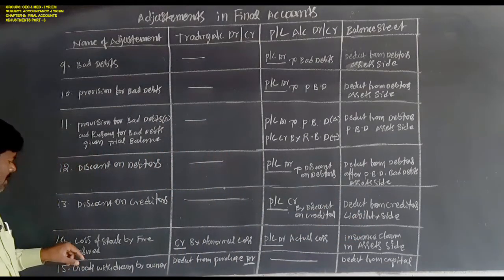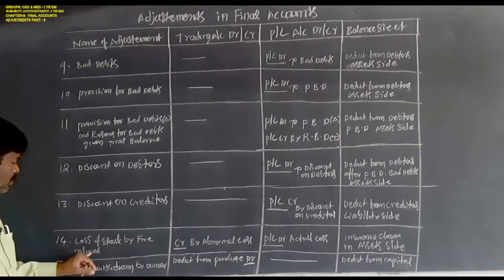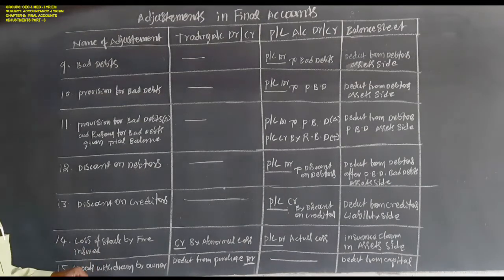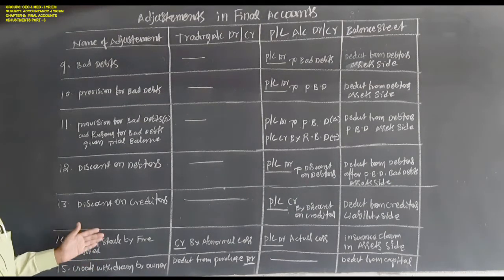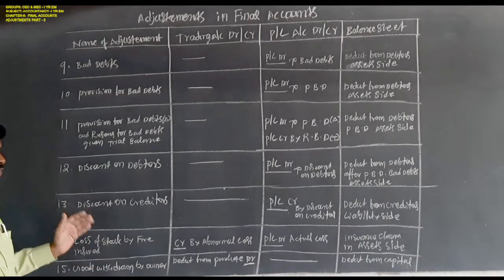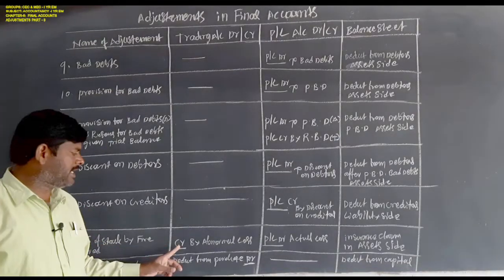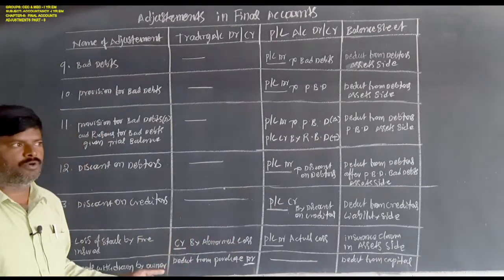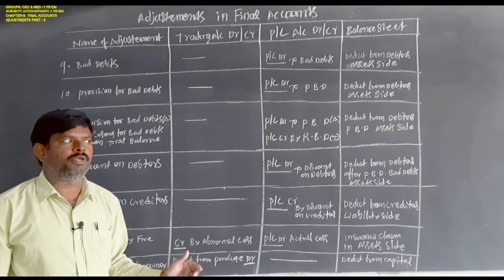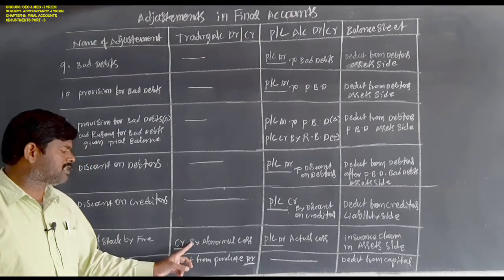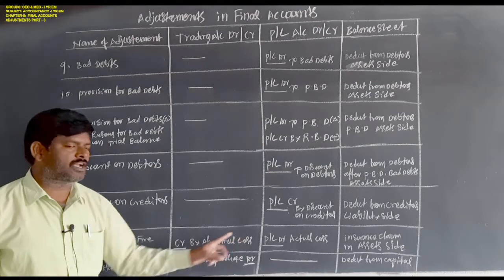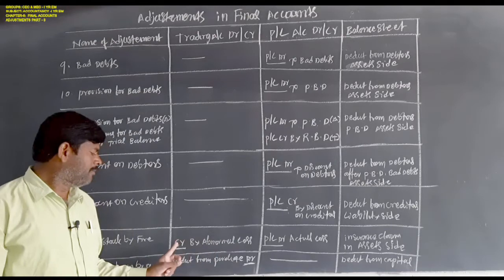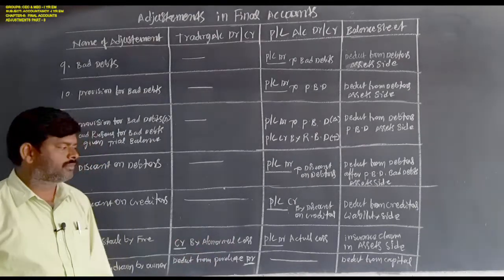Next, loss of stock by fire, insured. Insured means they have taken an insurance policy on the stock. First, what is the loss of stock? The total amount must be written on the credit side of the trading account as abnormal loss. Suppose the loss of stock is 10,000 rupees. This 10,000 rupees must be the total amount shown as abnormal loss account or goods destroyed by fire, whatever it may be, on the trading account credit side.